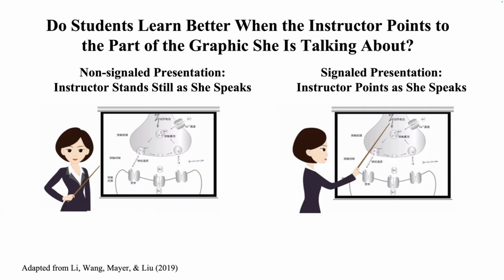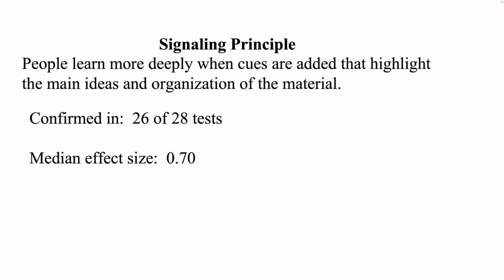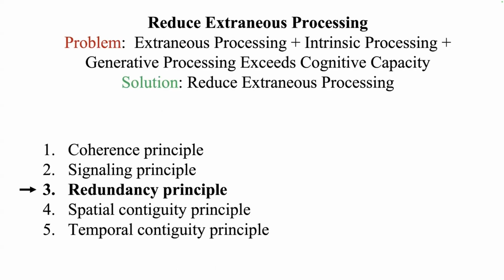And also that, you can't see this, but it turns red. So this kind of directs your attention to what you should be looking at in the animation as she's talking about it. In 26 out of 28 experimental tests with a median effect size of 0.7, people learn better when we add cues that highlight the main ideas.